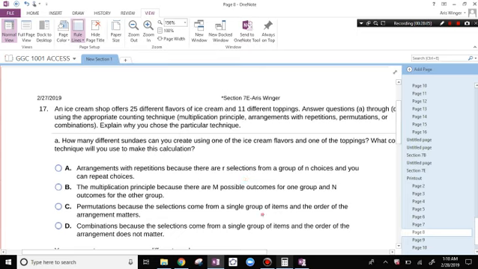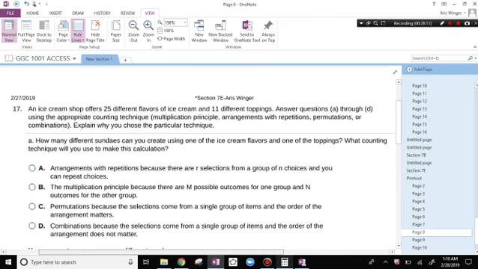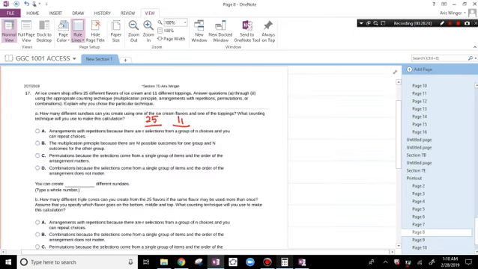An ice cream shop offers 25 different flavors of ice cream and 11 different toppings. Answer questions A through D using the appropriate counting technique. How many different sundaes can you create using 1 ice cream flavor and 1 topping? There are 25 ice cream flavors and 11 toppings.